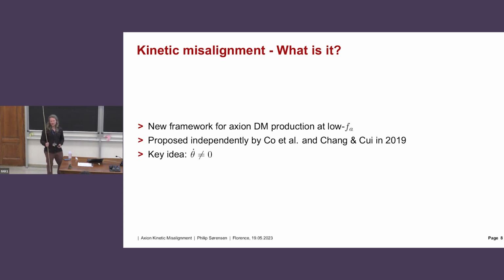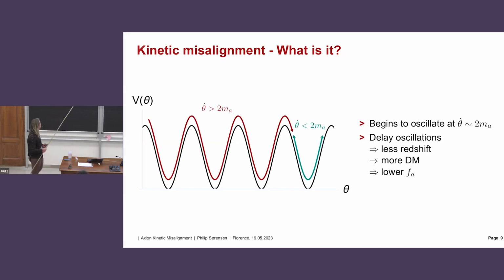And the key idea behind this is really that you drop this assumption that I mentioned before, that the field starts with zero initial velocity, and you instead assume that it starts with a large initial velocity. And by large, I mean so large that instead of starting frozen in place, you're rolling over many barriers. And of course, Hubble friction will continuously drain away this kinetic energy, but you will continue rolling, passing barriers until such time that Hubble friction drains enough kinetic energy that eventually you become trapped in a minimum.